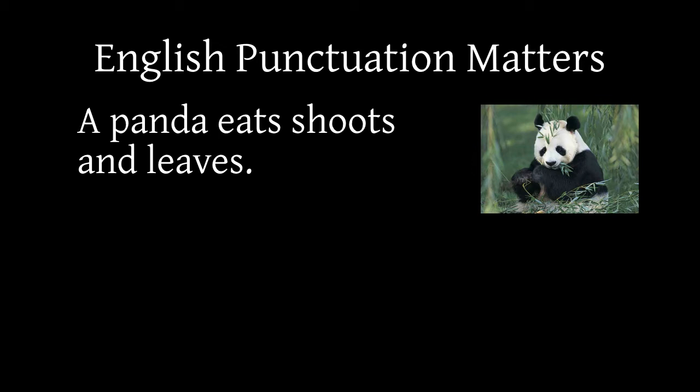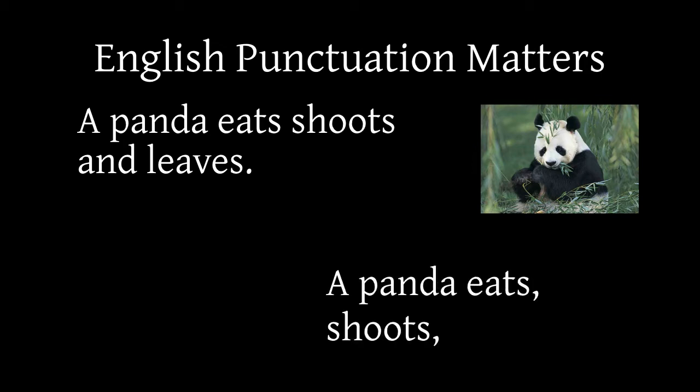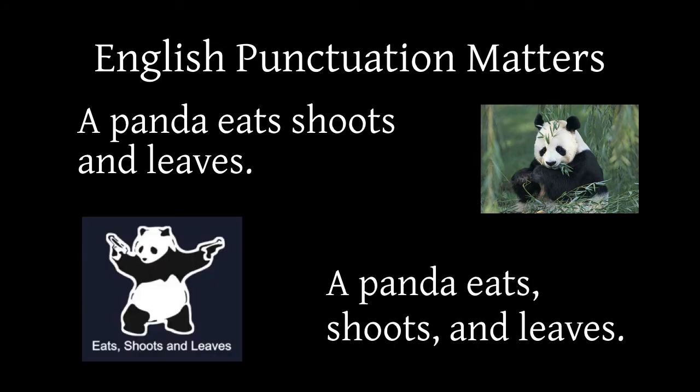But if we punctuate this sentence differently, it means that there's a mad panda on the loose who has eaten something, shot the place up, and now he has left. So the commas in this sentence make all the difference. And this is maybe one of the most interesting grammatical technologies that English has. We love our punctuation, and we're really good at changing the meaning of our sentences and paragraphs and prose with these marks.